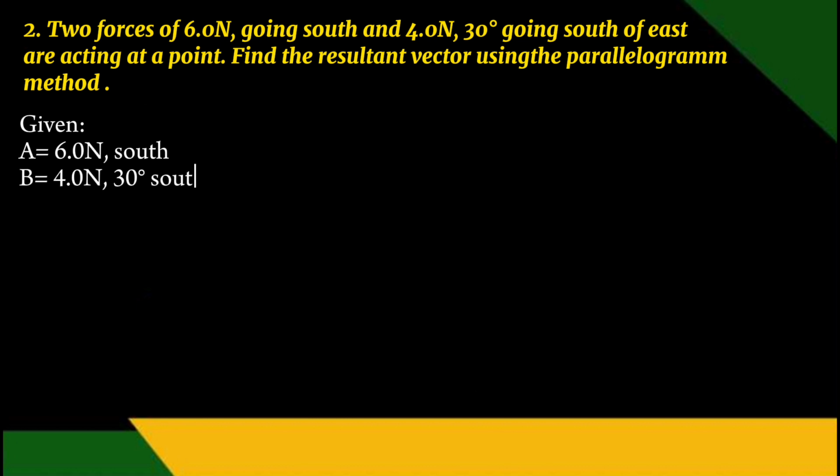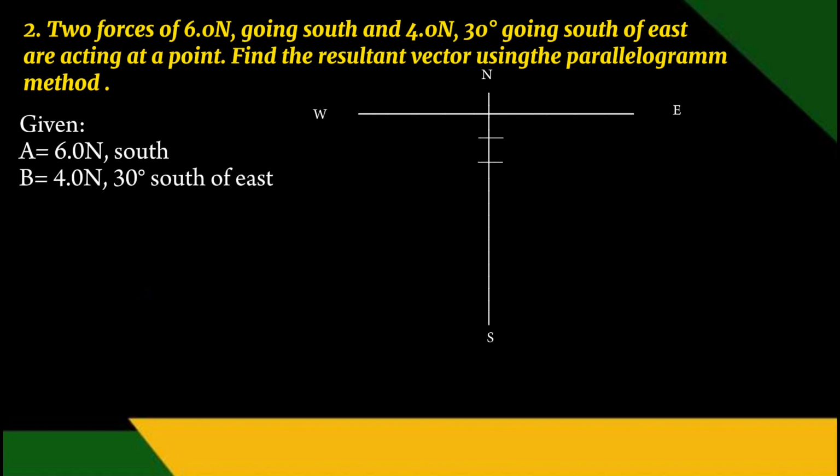Let's now plot the first given, which is 6.0 Newton going south. And now we will plot the second given, which is 4.0 Newton directed 30 degrees south of east. We will use a protractor to determine the angle of 30 degrees, then plot everything.